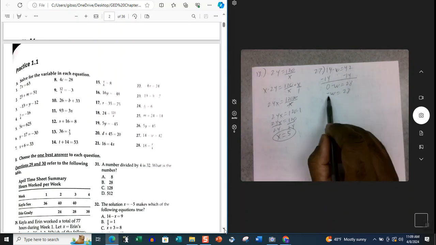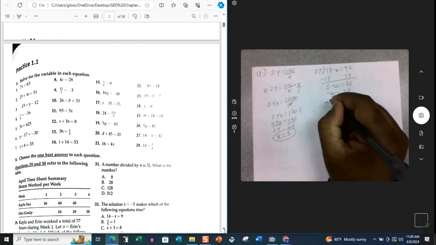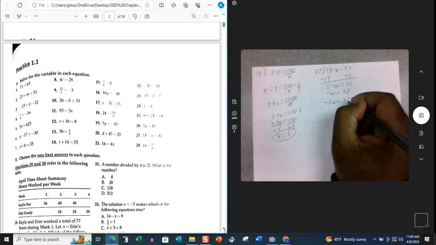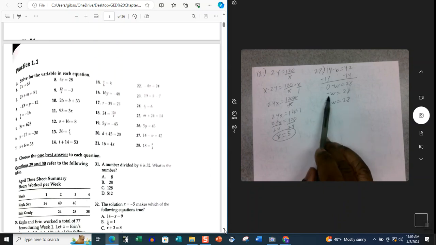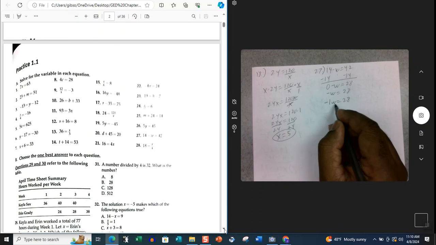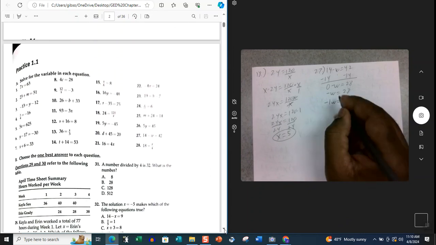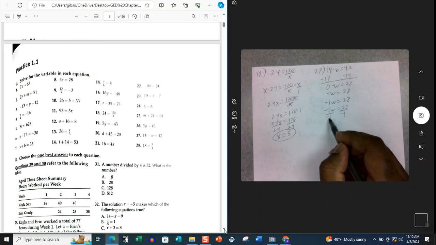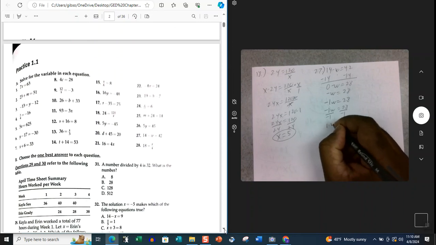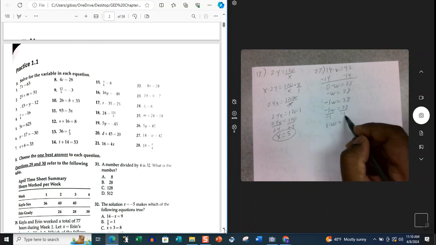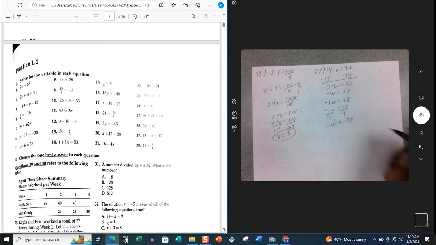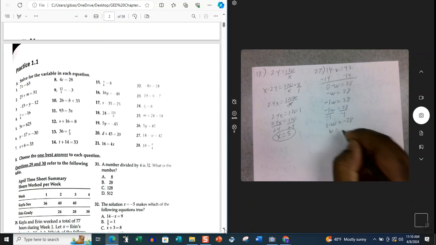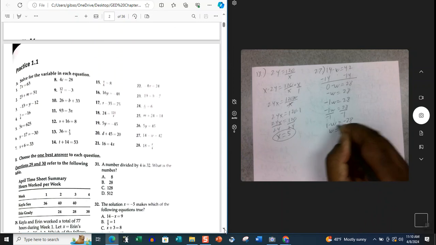Now remember, negative w is the same thing as saying negative 1w. Remember, when there is no number shown in front of a variable, it's assumed to be a 1 there. So since this is a negative 1 times w, we know we will have to divide each side by negative 1. So negative 1 divided by negative 1 is positive 1 times w is equal to 28 divided by negative 1 is negative 28. 1 times w is w, and w is equal to negative 28.